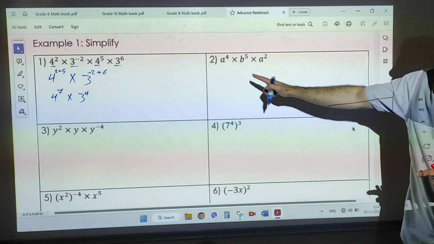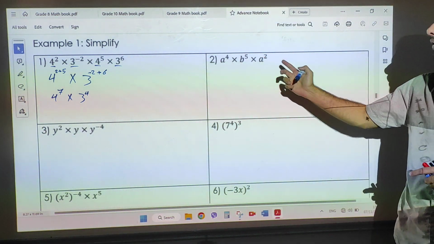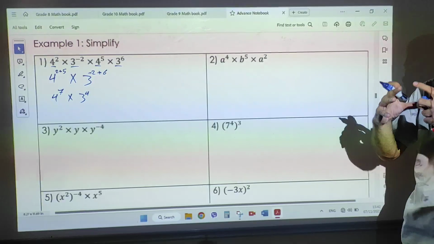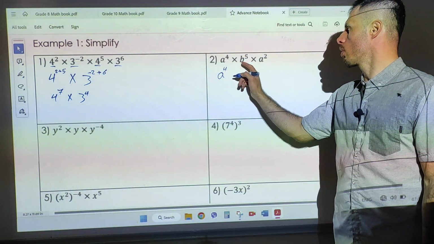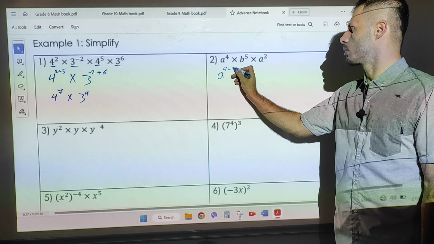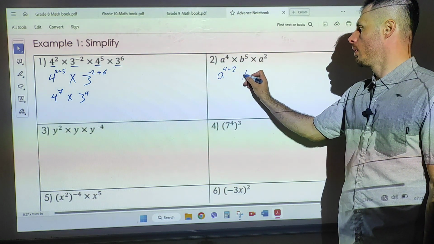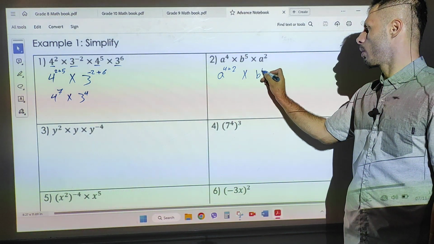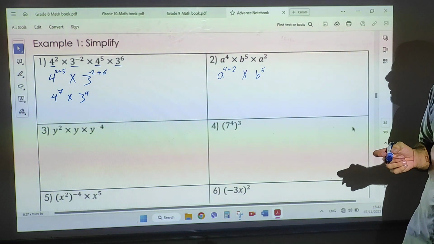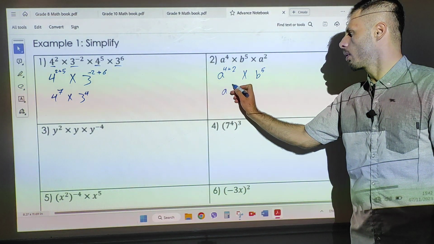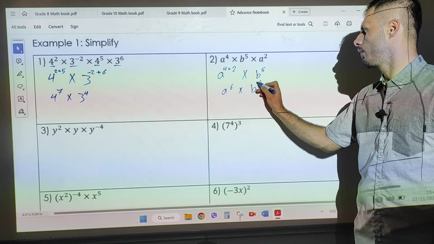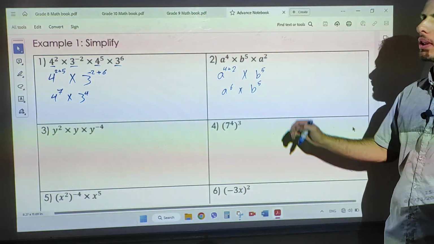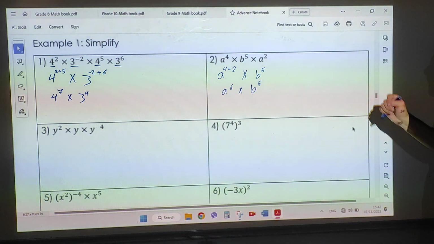For this one, we have bases A, B, A. For those which are A, we collect them, we bring them together, which would be A to the power of 4 plus 2, because we have multiplication between them. B to the power of 5, we have only that one. It would be A to the power of 6 multiplied by B to the power of 5. Done. We just have A and B in one place, once each.